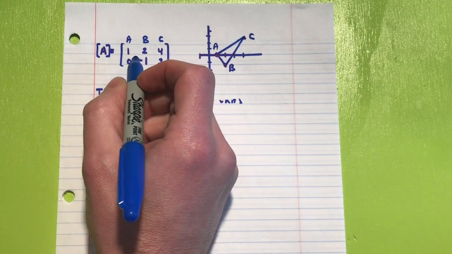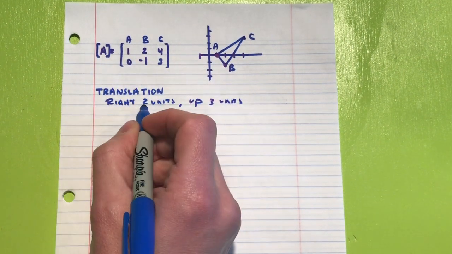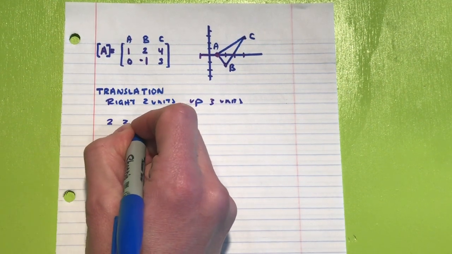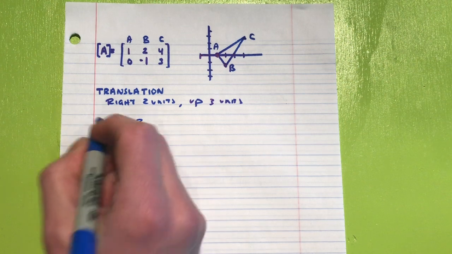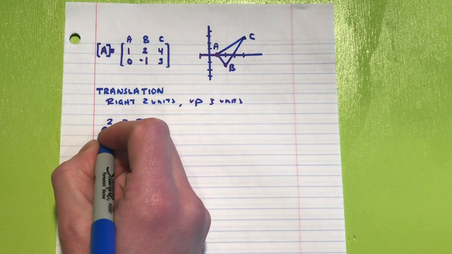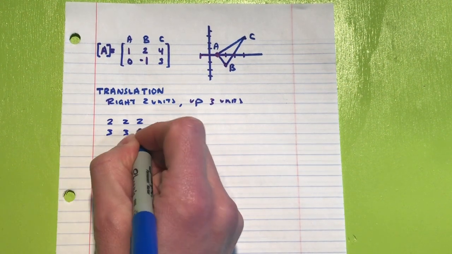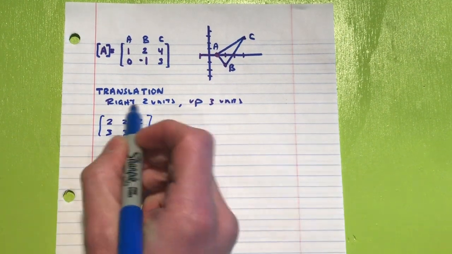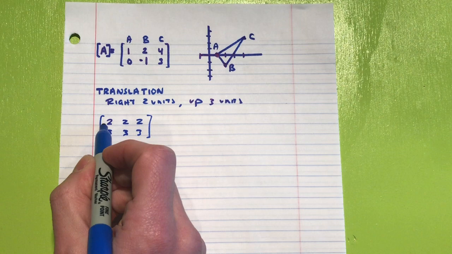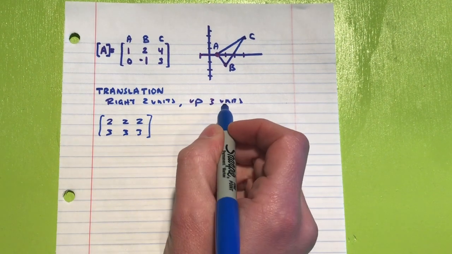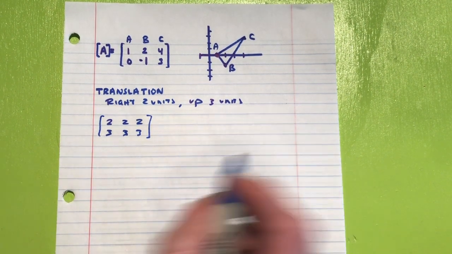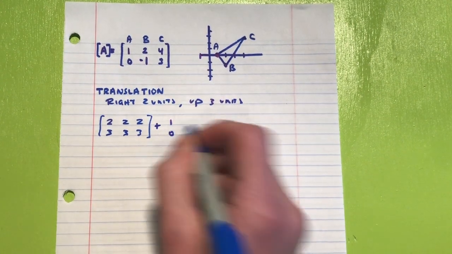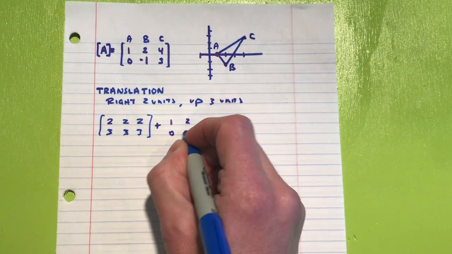The first row, the top row, represents the x values. And since we're going to translate 2 units right, we're going to add 2, 2, 2. We're going up 3 units. The second row represents our y values, so we're going to add 3, 3, 3. That is going to be our translation matrix. Whatever motion happens horizontally is going to be in the first row. Whatever motion happens vertically is going to be our second row. So we're going to add this to our initial matrix.